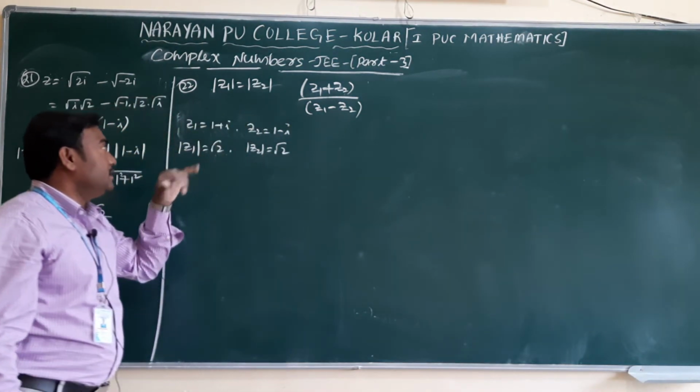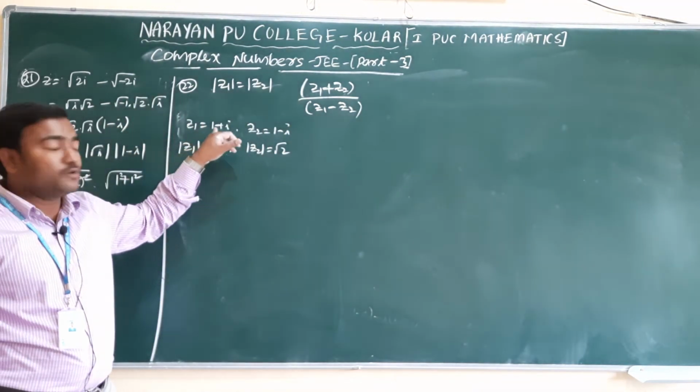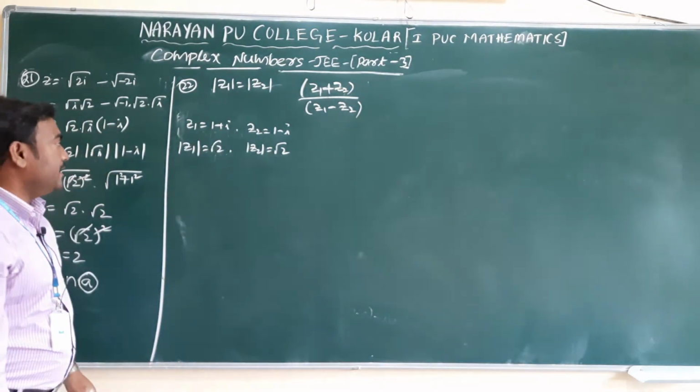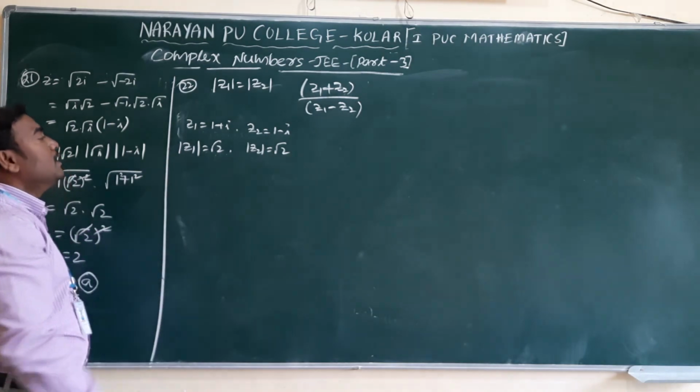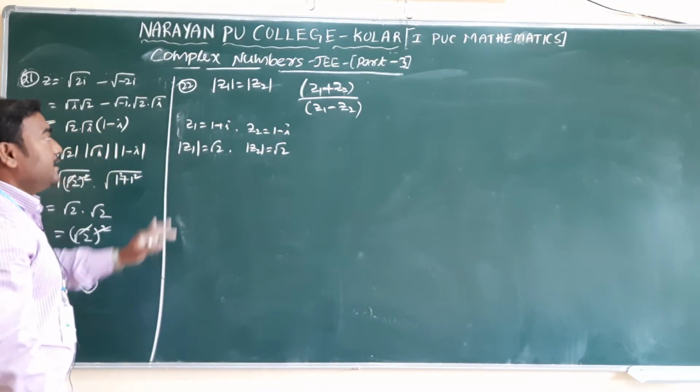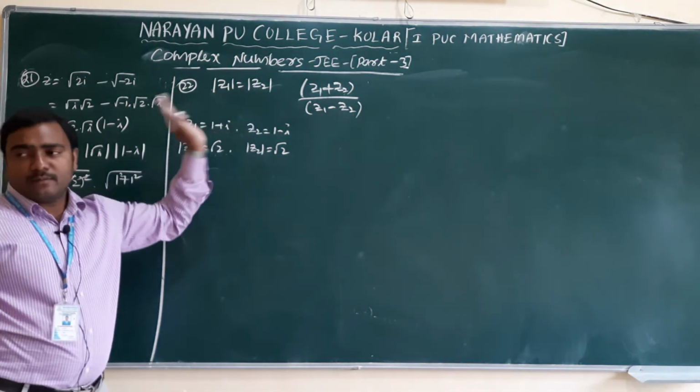Here first we put z1 equal to 1 plus i and z2 equal to 1 minus i. So mod of z1 is equal to square root of 2, mod of z2 is equal to square root of 2. So the modulus of z1 is equal to modulus of z2.